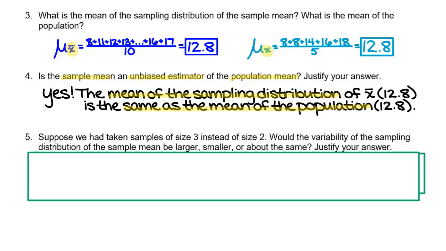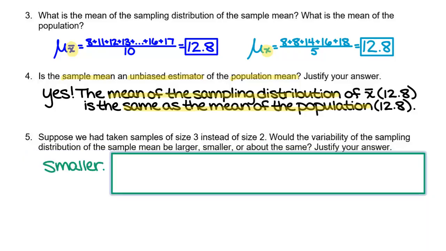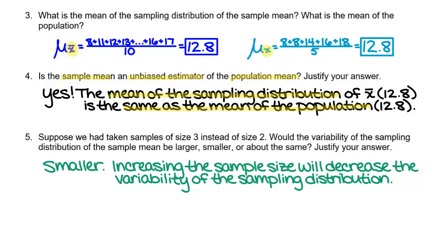What if I had you take samples of size 3 instead of samples of size 2? Would the variability of the sampling distribution of the sample mean be larger, smaller, or about the same? Smaller. Why? Because the sample size is larger. Yep. As n goes up, the variability goes down. Increasing the sample size, n up, decreases the variability.